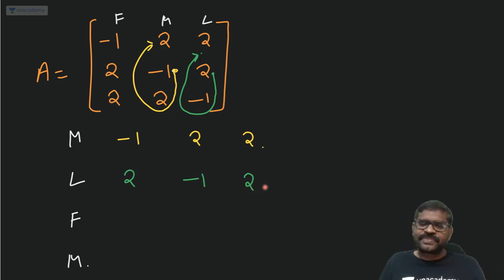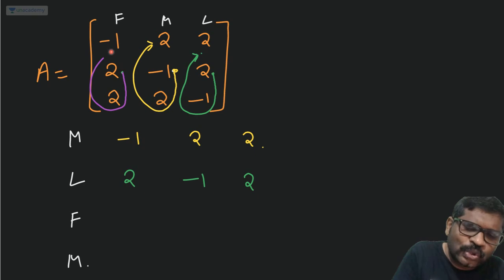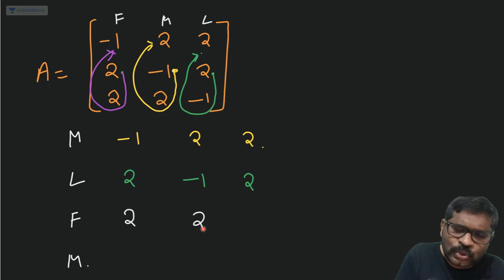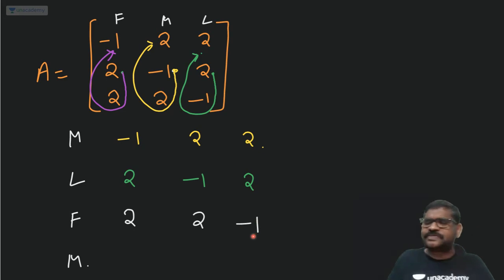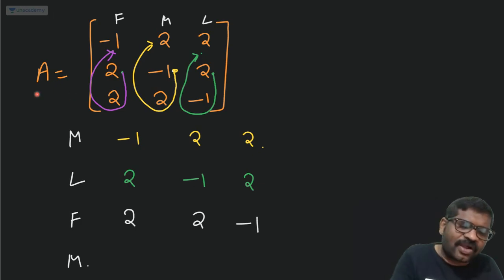Next, first column. Again, from the middle element, write the entries clockwise. 2, 2, -1. Again the middle column, middle element: write the entries clockwise. -1, 2, 2.